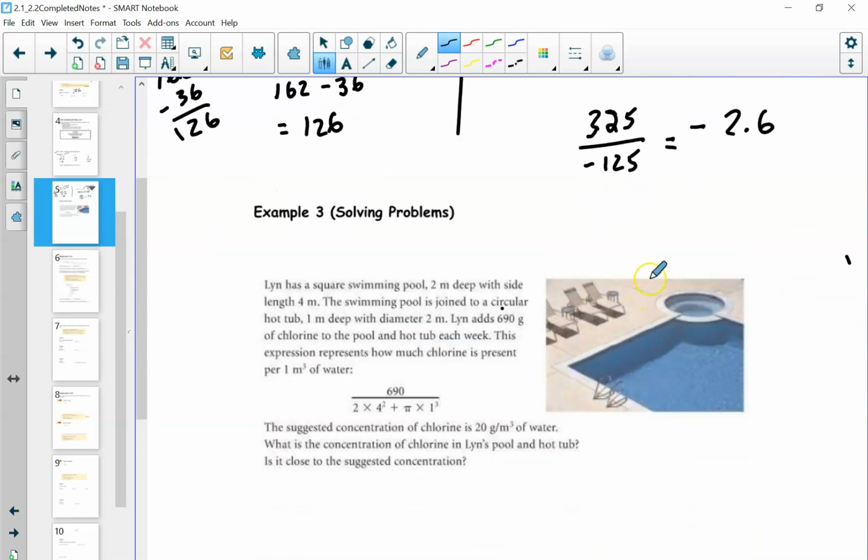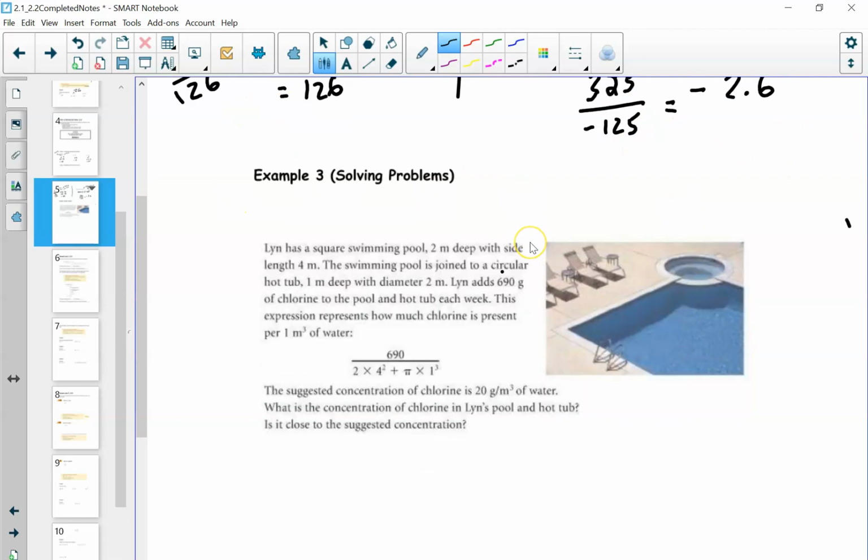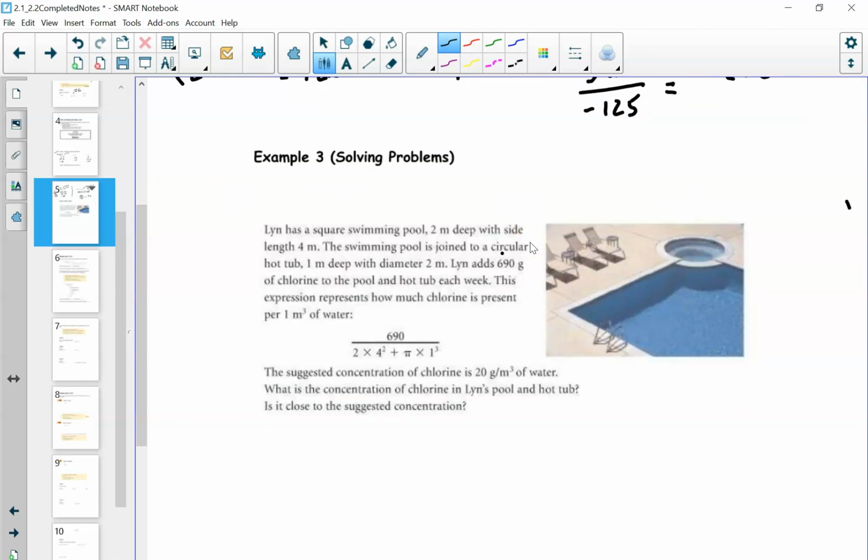Now, obviously, we're going to be using this new math that we've discovered to solve problems, because otherwise it's just numbers on paper and it's utterly pointless in real life. So let's read this problem. Lynn has a square swimming pool. That's handy. 2 meters deep with side length 4. The swimming pool is joined to a circular hot tub, 1 meter deep, diameter of 2.